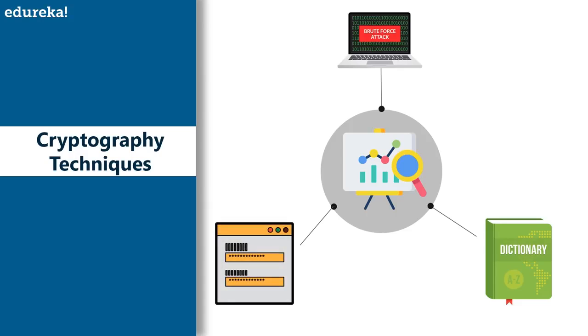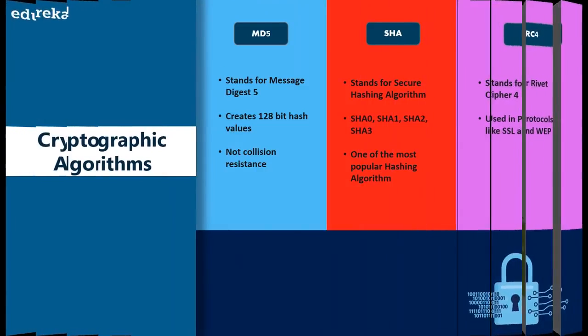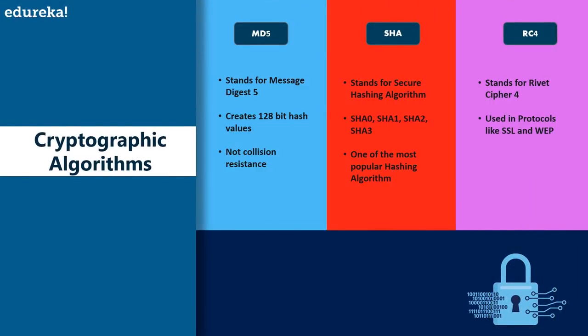Now, the third kind is called a rainbow table attack. And this type of attack compares the ciphertext against pre-computed hashes to find matches. So basically, you have a table of hashes and you're constantly comparing your given hash to the hash you're trying to find. Now, let's also discuss the different types of cryptographic algorithms that have been developed over time.